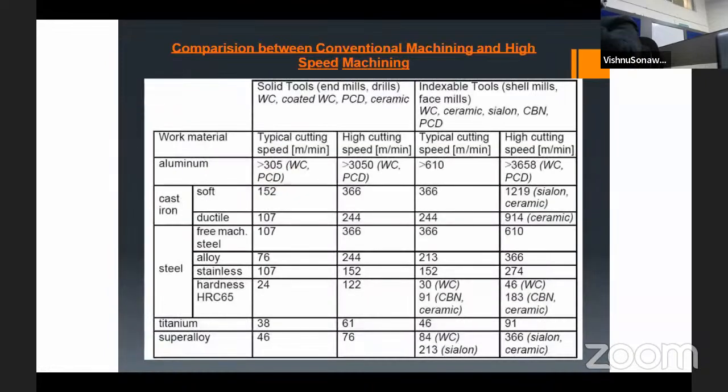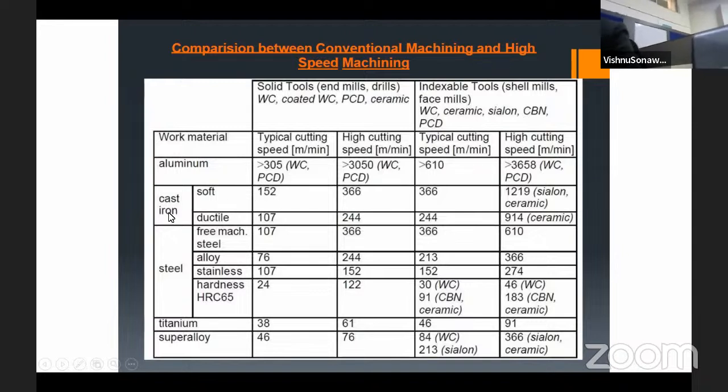See, here again is the comparison of conventional machining with high-speed machining. Here, horizontally, what types of cutting tools or workpieces are being used. We can use solid cutting tool material, that is the end mill cutter, or PCD, that is the polycrystalline diamond cutting tool material, or ceramic material, or WC, that is tungsten carbide material, and cubic boron nitride material, or polycrystalline diamond materials.